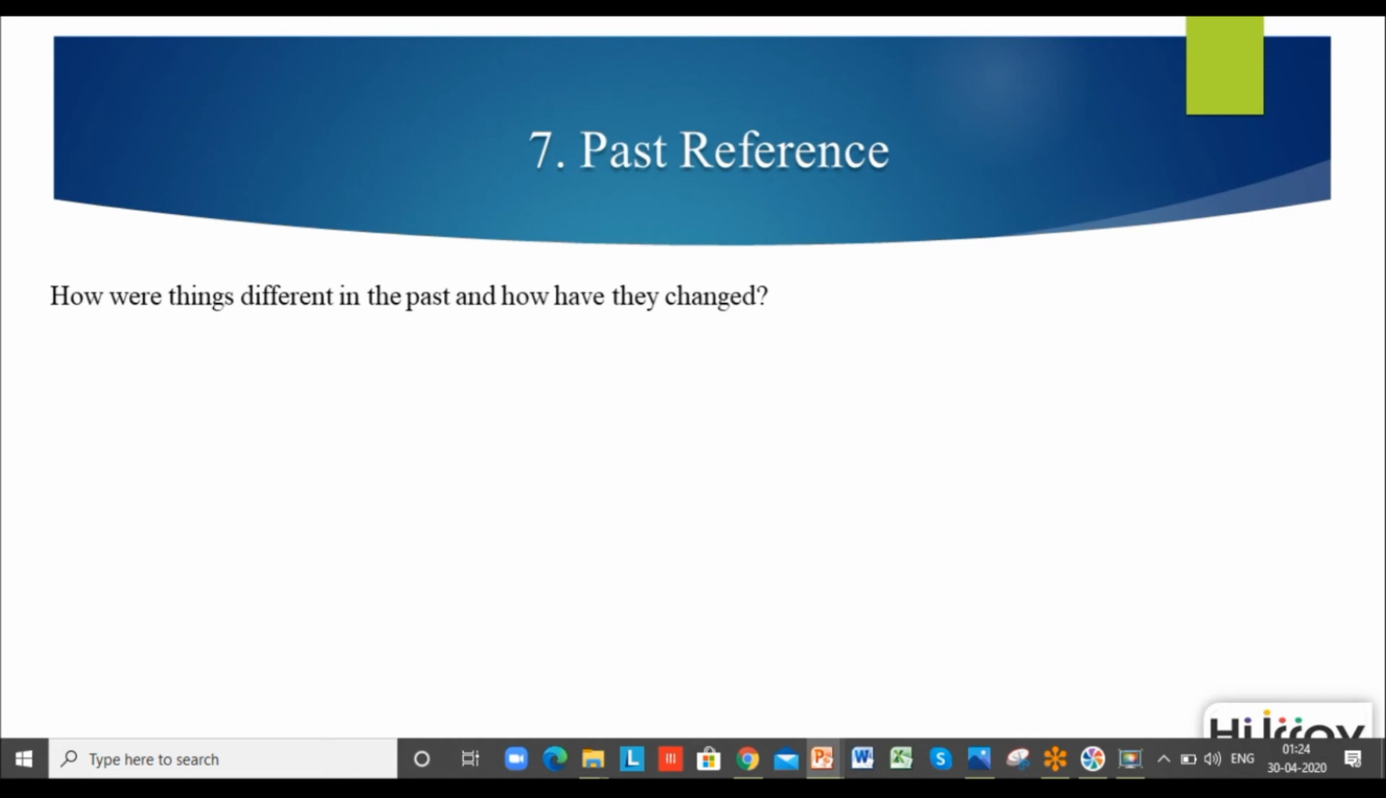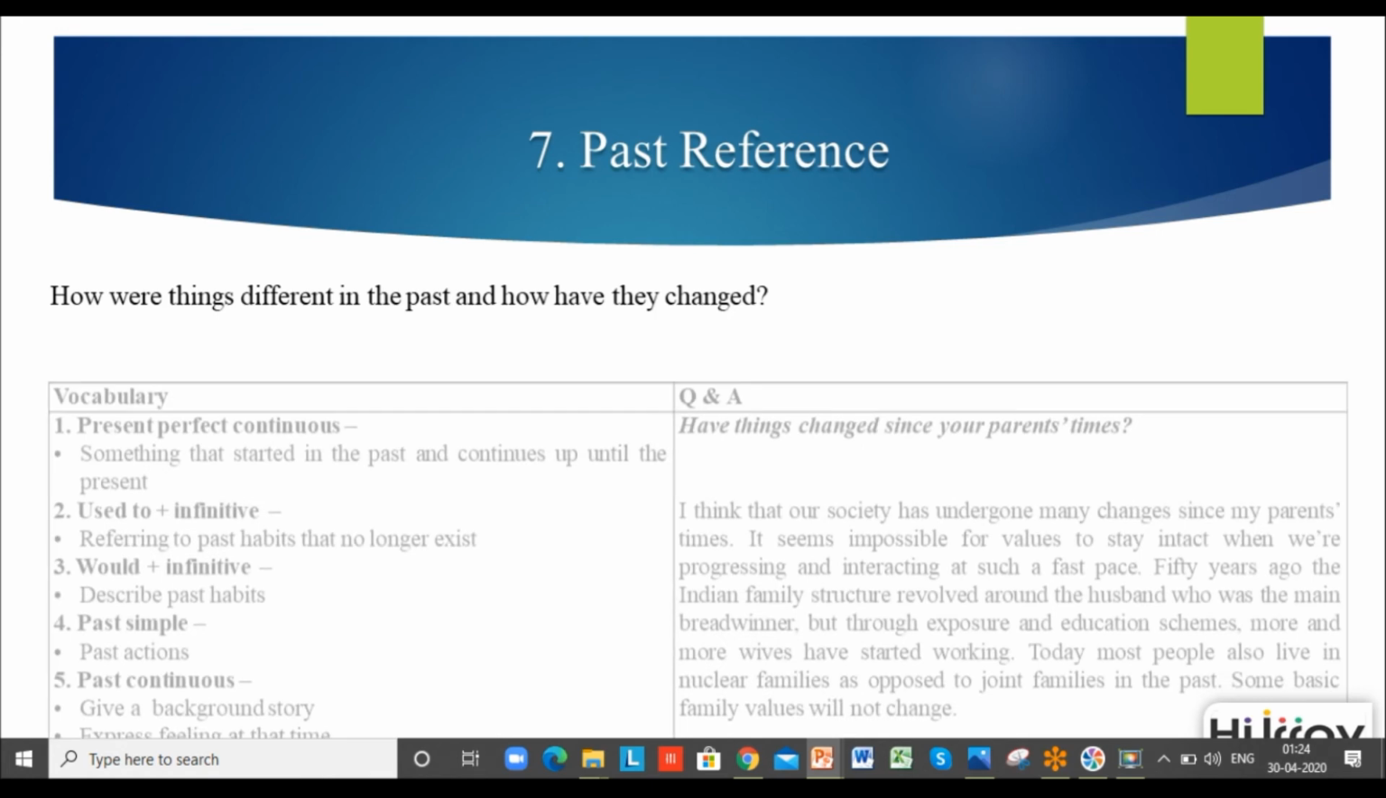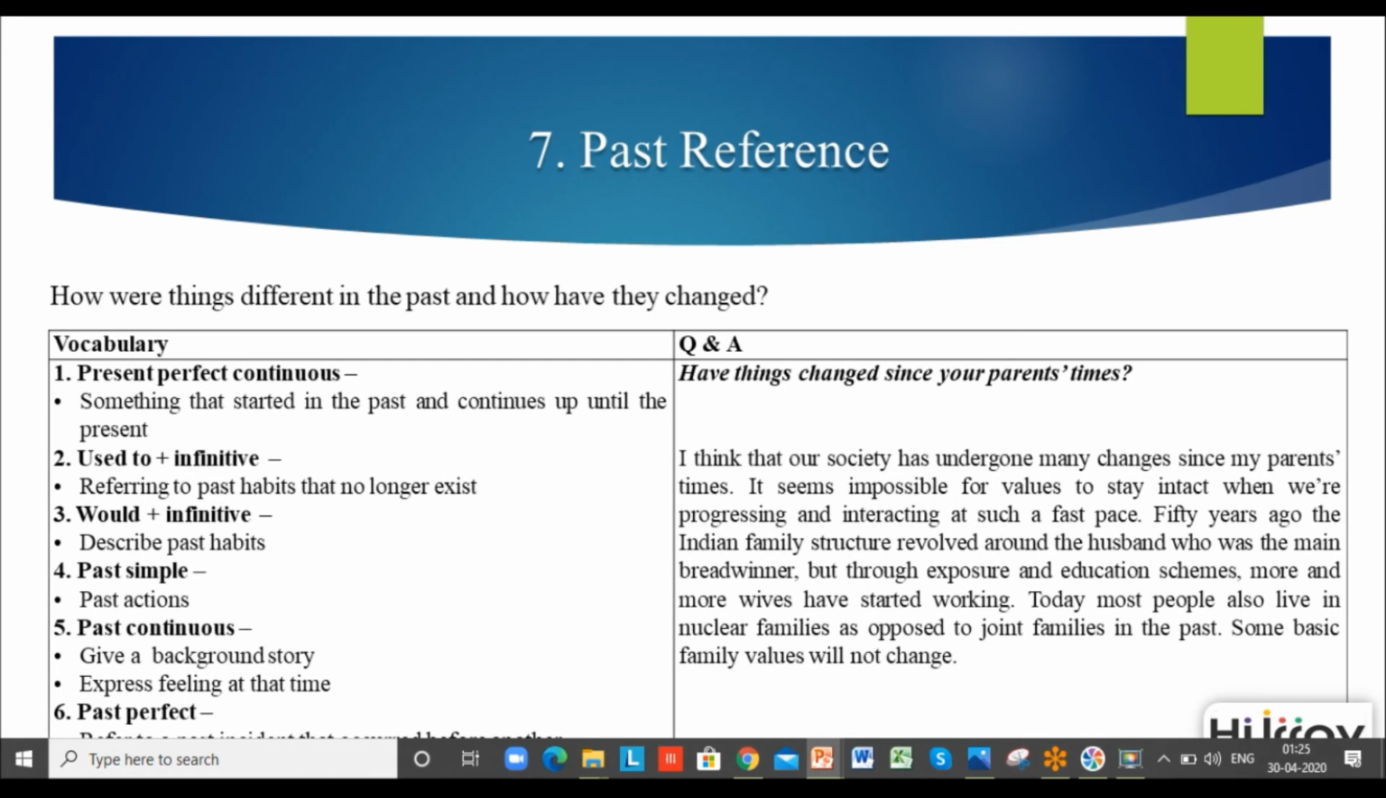The next kind of question would be past reference, and this would be the last type of question. How were things different in the past and how have they changed now? The vocabulary used could be present perfect continuous tense. That means something that started in the past and continues up until the present. Or it could be used to plus an infinitive. This refers to past habits that no longer exist now.